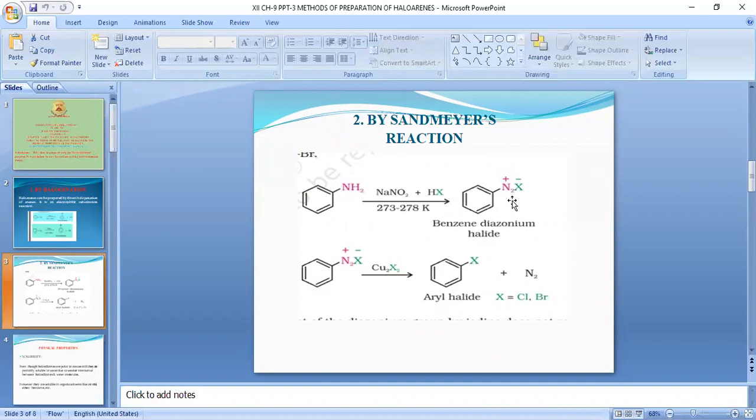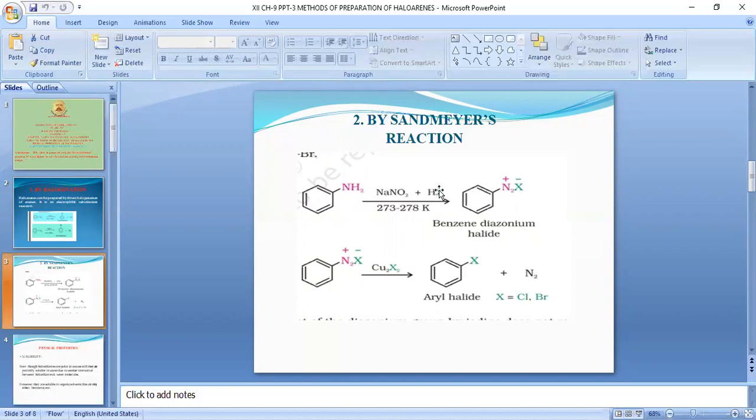This molecule is an intermediate. It is not the final product. So again, when this intermediate is reacted with Cu2X2, we will get the final haloarene, that is aryl halide. In this reaction, X can be Cl or it can be Br.